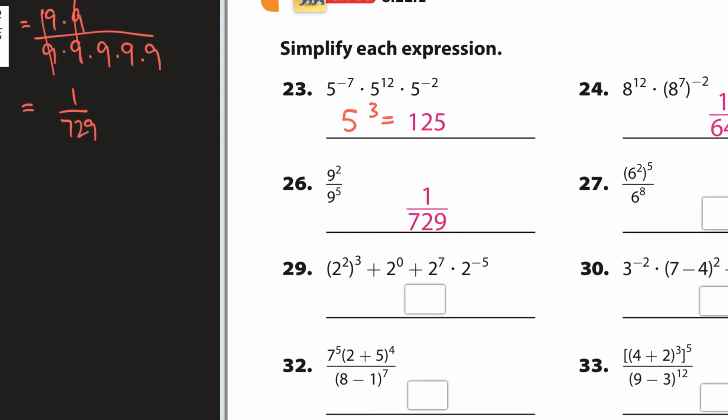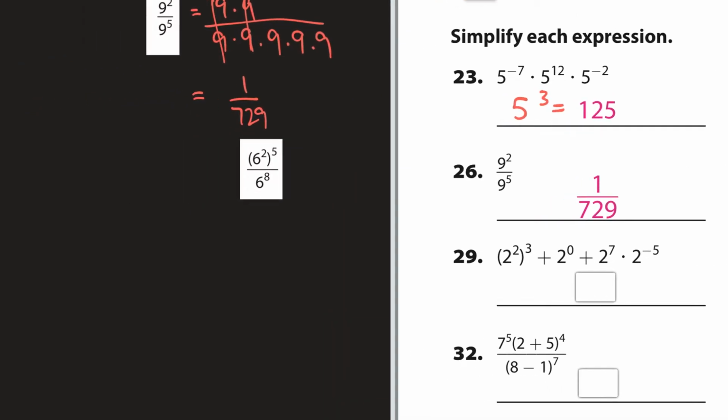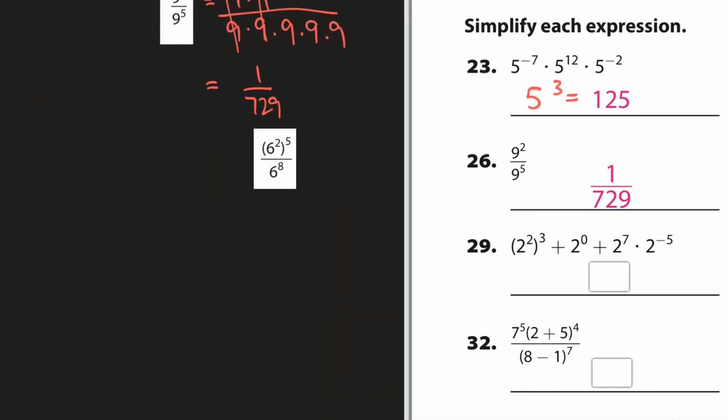Number 27 is this right here. So let me explain a little bit about why you can multiply a power to a power. So that's 2 times 5, that's 6 to the 10th. But why is because of this.